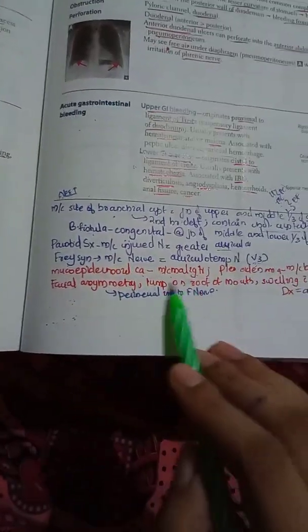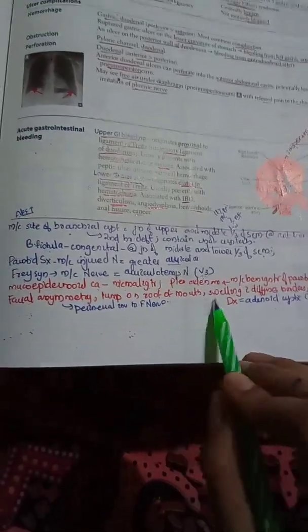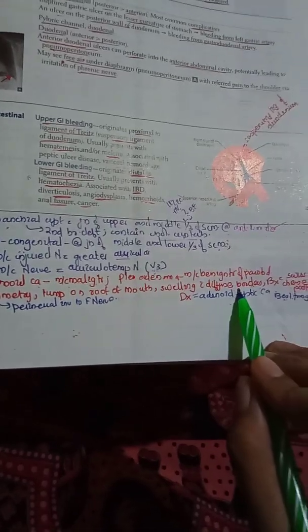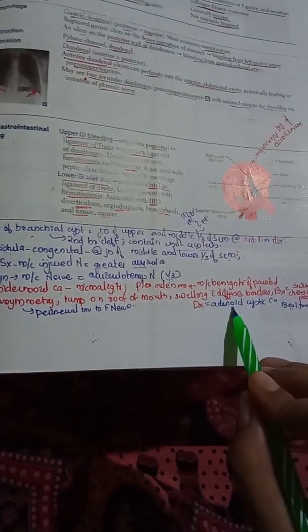Then what else? Facial asymmetry, lump on the roof of mouth. Think of a lump on the roof of mouth and swelling with diffuse borders, and on biopsy you are seeing a Swiss cheese pattern. What is the diagnosis? It's an adenoid cystic carcinoma which has the best prognosis.